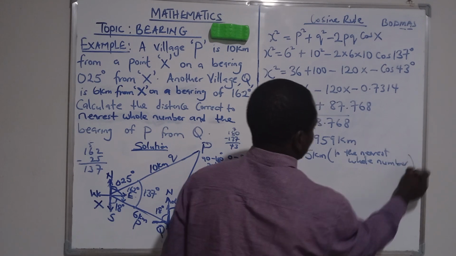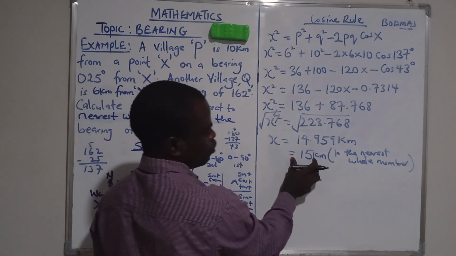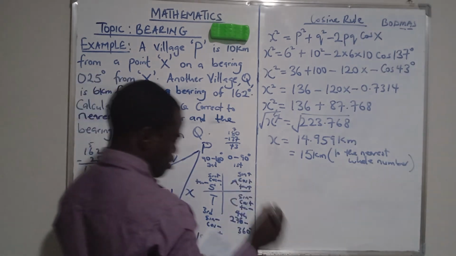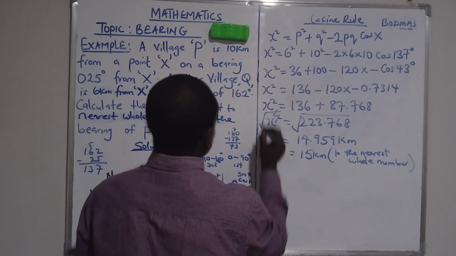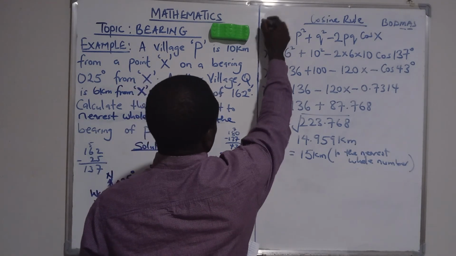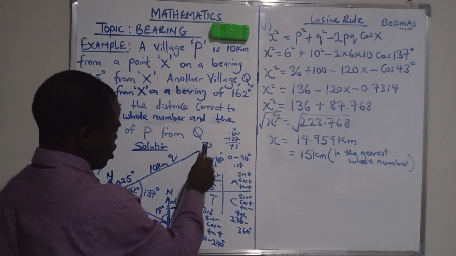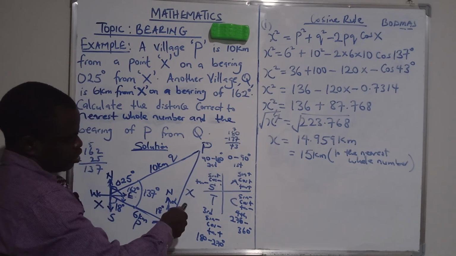This is very important. When you have to take it to the nearest whole number, there's a mark for that in WAEC, because converting to the nearest whole number has been specified. And the second question: the first part of the question, you have to calculate the bearing of P from Q, what it takes to turn from the north to this P.